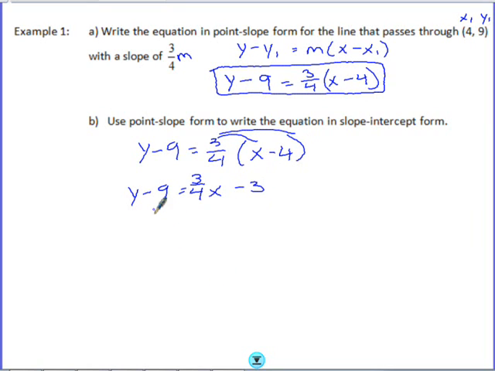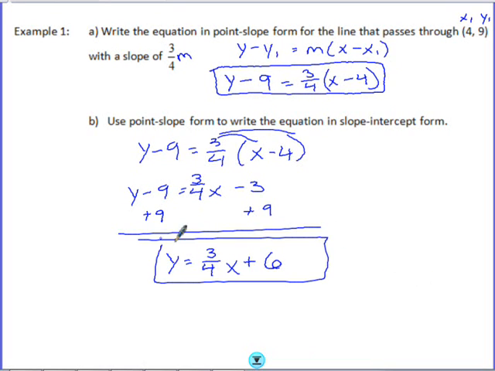Then the last thing I need to do is get rid of the 9 so that y is by itself. So I add 9 to both sides. y equals 3/4 x, and negative 3 plus 9 is positive 6. So y equals 3/4 x plus 6. This is slope-intercept form. This is point-slope form. But they're the same line. If we graphed them, we would get the same thing. Okay, let's try another one.